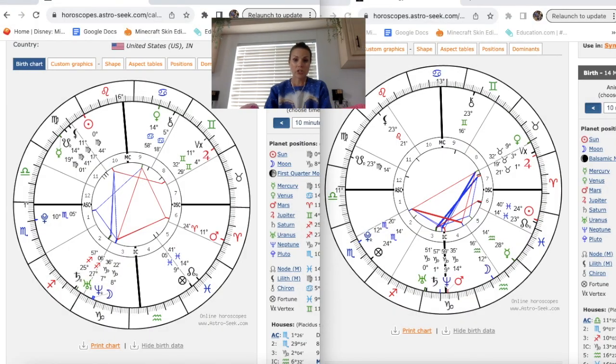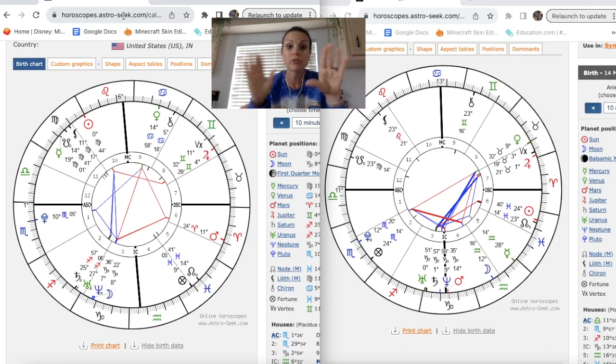Okay, so we have two different charts here, all right? This is how we are going to approach this. I've used astro-seek.com. That's the one that I normally go with. And I've opened up two different screens and I've put in partner A's natal information, birth information, and partner B's birth information in a separate screen. And then I've just put them side by side so we can look at them that way.